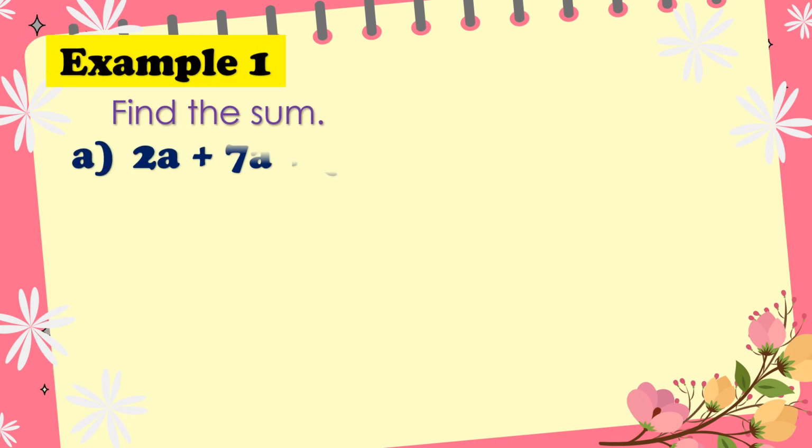Example number 1, find the sum 2a plus 7a plus negative 4a. So, since they're all like terms, we can combine them. Paano mag-combine? We simply add the numerical coefficient and then copy the common literal factor. So, let's start. So, 2a plus 7a, we will have 9a. And then, i-add natin yung natitira pa, which is negative 4a.